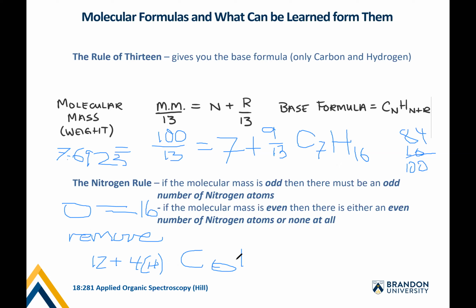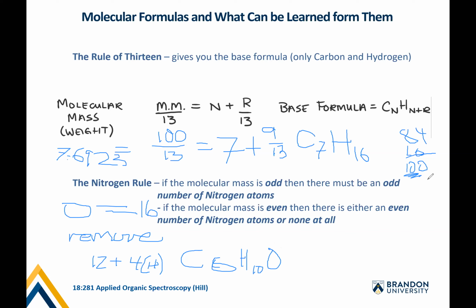C6H12. That's an ugly 6. So if you need to add an oxygen to your formula, you have to make sure you maintain this 100 as your final molecular mass. So that's the only trick to the story.